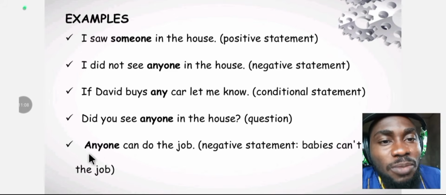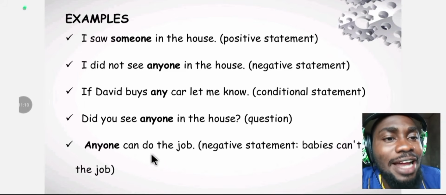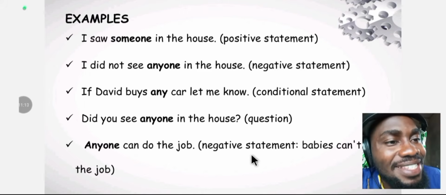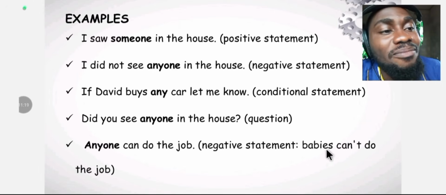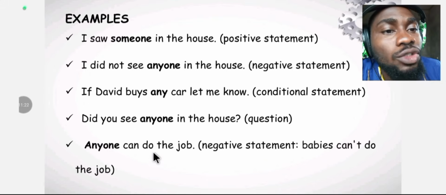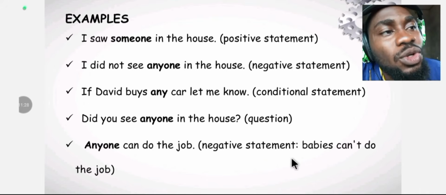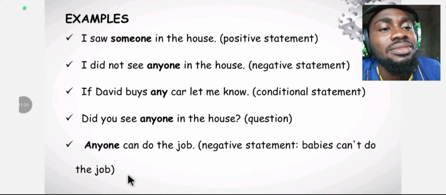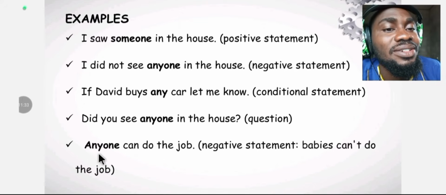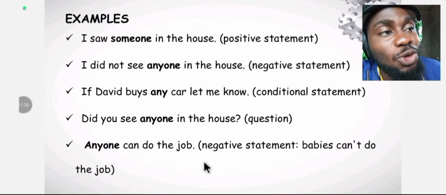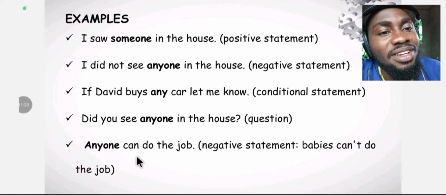Looking at the next example we have here, it says, anyone can do the job. It's a negative statement. Why is it a negative statement? Because not just anyone can do the job. Babies can't do the job. Not everyone can do the job. That's why we use any here.